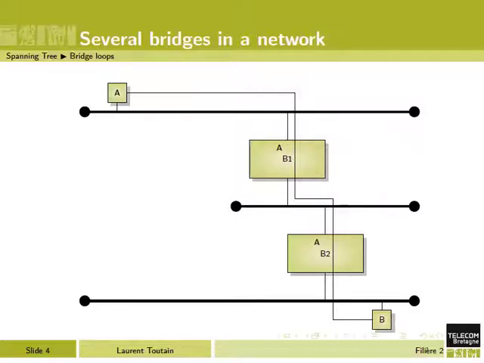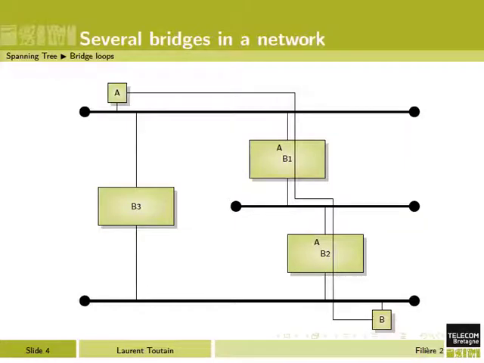So here the frame is sent, and this B2 bridge does the same as B1, takes the frame, looks at the source address, and says that A is reachable from this interface, and doesn't know where B is. So it sends it on that link. And here we have a host that recognizes its address and so takes the frame. Okay, so it works well.